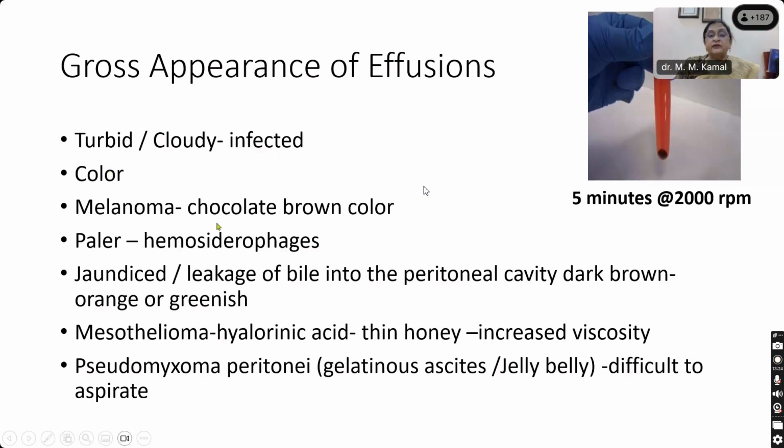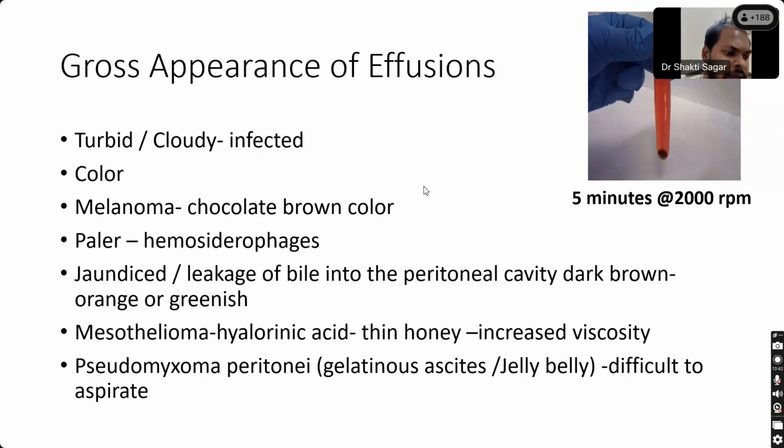So Shakti, can you read this out for me? Yes, ma'am. In melanoma, what will it look like? Chocolate brown color, madam. Then, if it is a hemorrhagic specimen, maybe malignancy. The commonest cause of hemorrhagic specimens is malignancy.